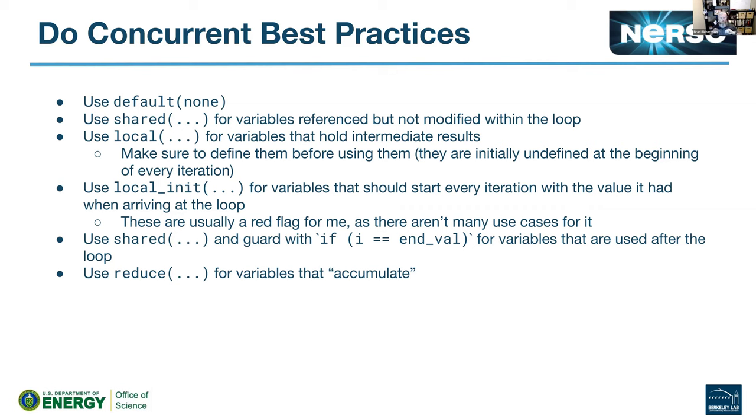So if you've got some local variable that you've set up before the loop and you want every iteration to refer to it, you can use shared. Local is for variables that are going to hold intermediate results. But make sure that you define them before you use them, so that every iteration defines that variable before it references it, because it is technically undefined at the beginning of every iteration. Local init is for variables that should start every iteration with the value that it had when we arrived at the loop. Again, I don't have many use cases for this, but I think it was added because there is a similar aspect of OpenMP. So it is available if you ever have a use case for it.